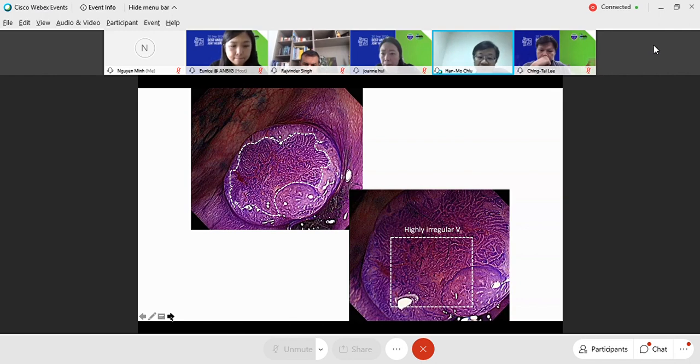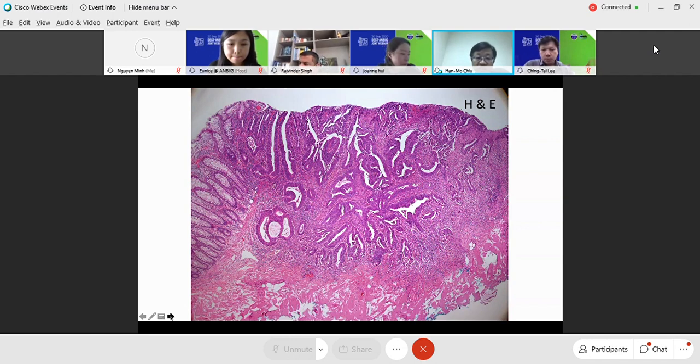So this case shows how important IEE diagnosis is in colonoscopy. So this is the pathology finding of this region. So cancer has already invaded deeply into the submucosal layer.